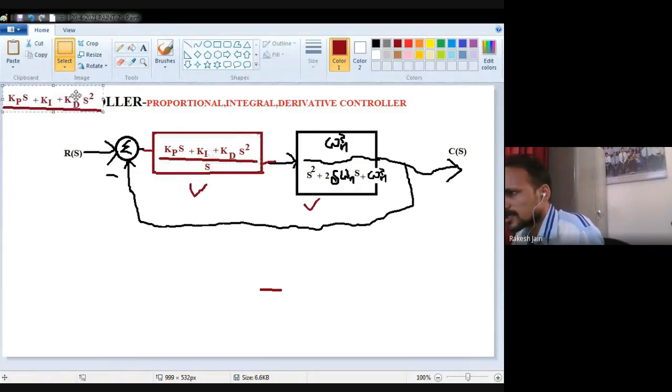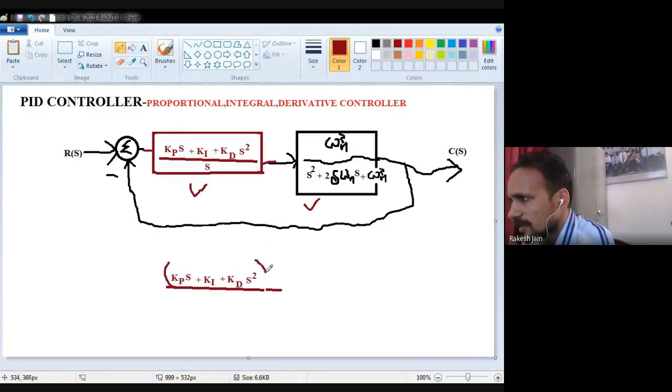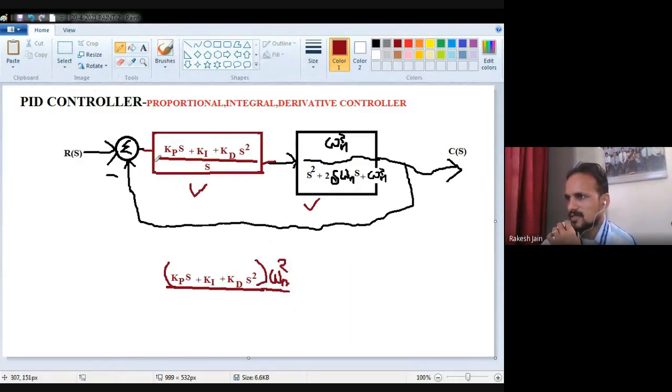The upper term will be as it is, like this one: Kp S plus Ki plus Kd S square, which is multiplied by omega n square. So I just put this in a bracket. Here I write down omega n square. And at the denominator side, this S will be multiplied by these three terms, S square plus twice delta omega n S plus omega n square.